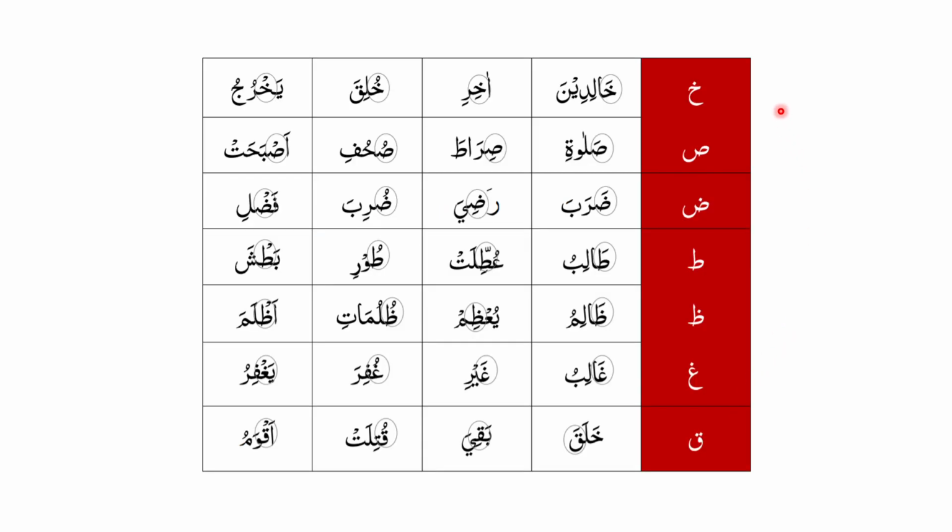Now moving along, going on to the examples of these 7 full mouth letters. So these examples will help us understand how they are recited in each state. So the 7 full mouth letters, once again, let's go through them. Kha, Sad, Dad, Ta, Dha, Ghain, Qaf.